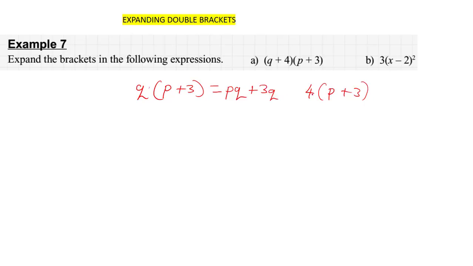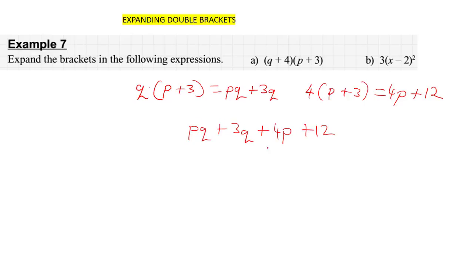Okay. So that's done. Then with this one here, I've got 4 times by p, which is going to be 4p. And I've got 4 times by 3, which is going to be 12. Okay. Now, once you've done that, then you just basically put your answers together. So I've got pq, add 3q, then add 4p, then basically add 12.